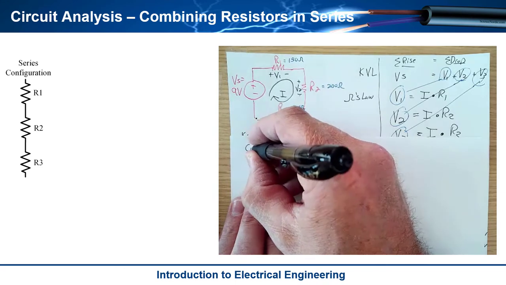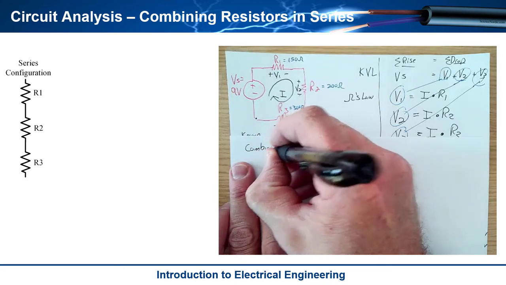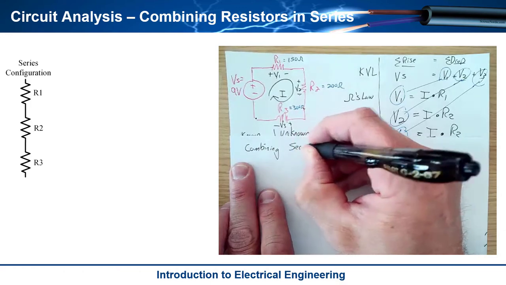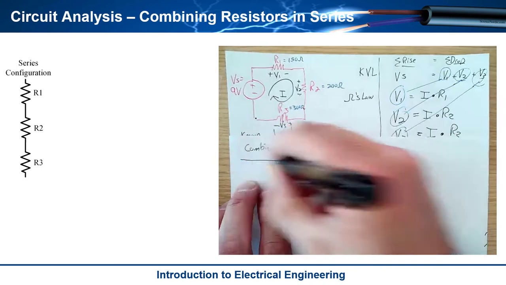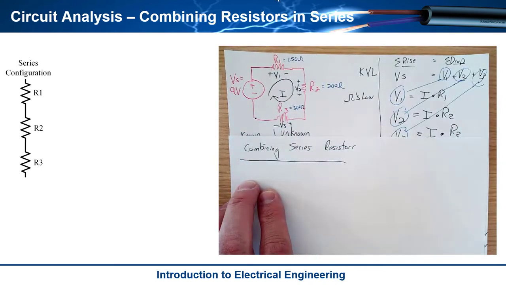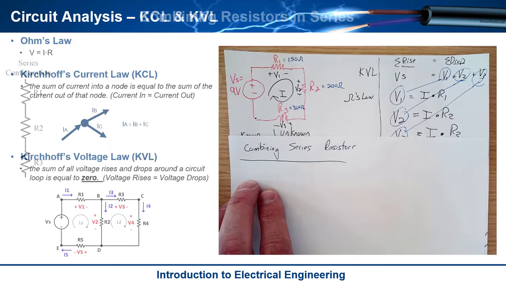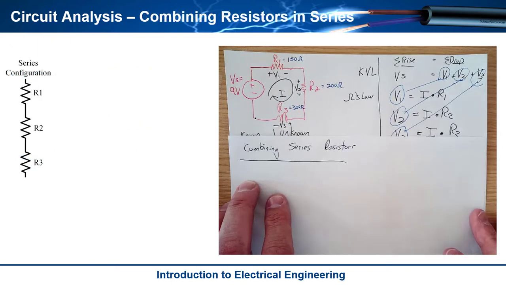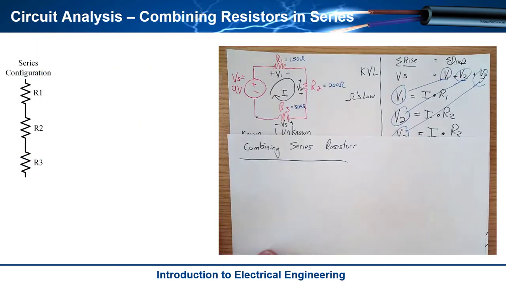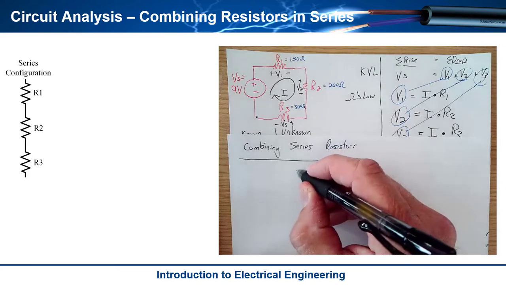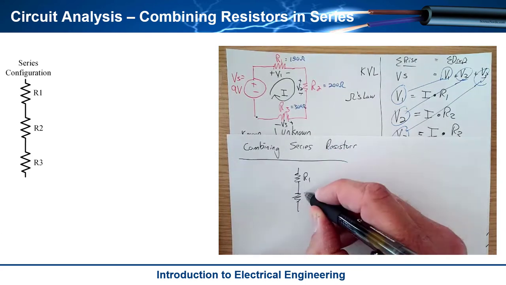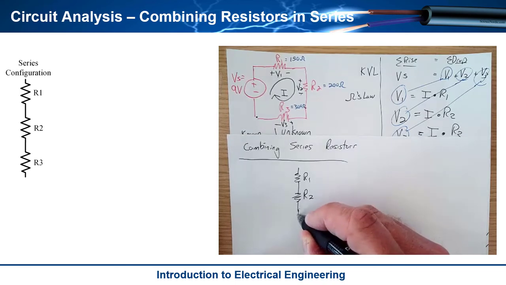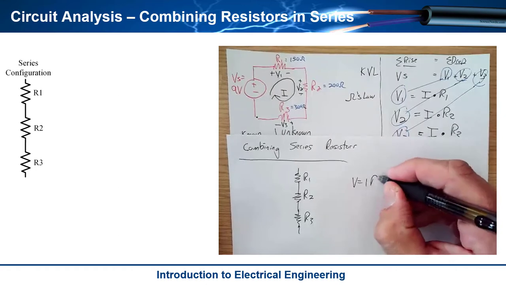So this is going to basically be combining series resistors. Okay, and I actually have everything that I need right now to do this. The first thing I need to think about is this. I have these 3 resistors, and let me just draw them as a chain here, because it's a little bit easier to see. So I've got R1, R2, and R3. And I know that Ohm's law is V equals IR.